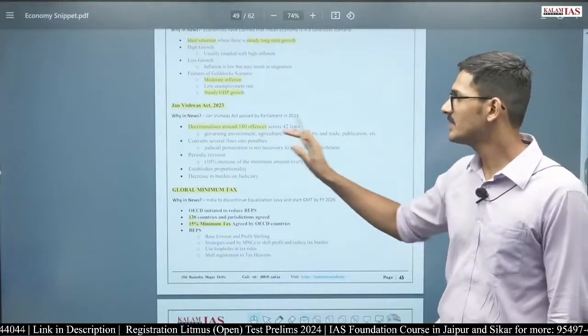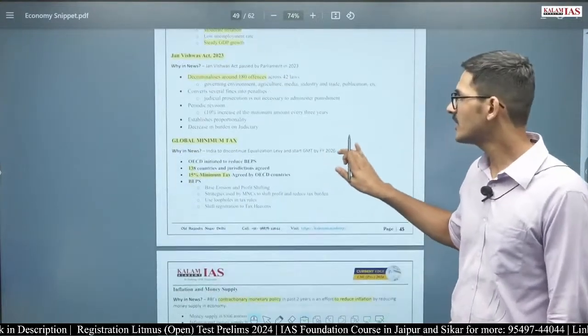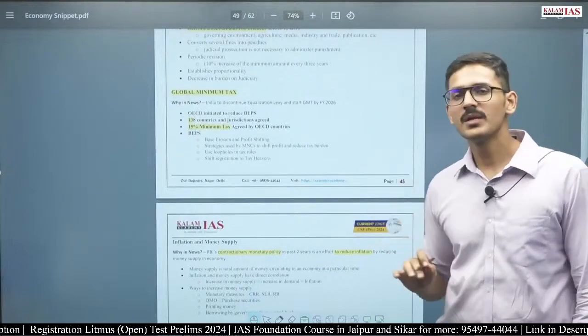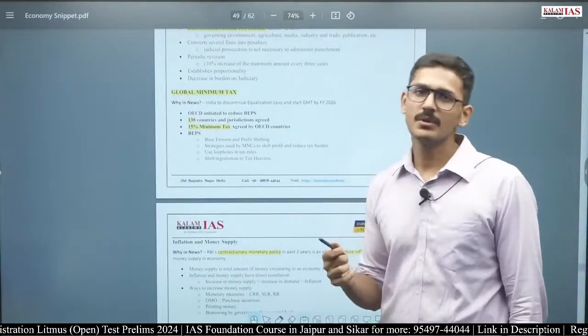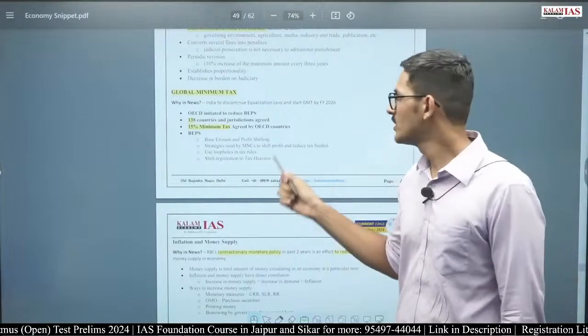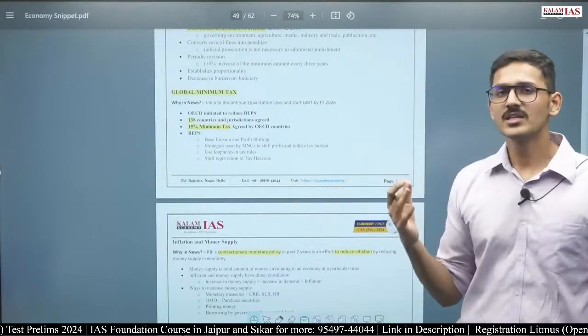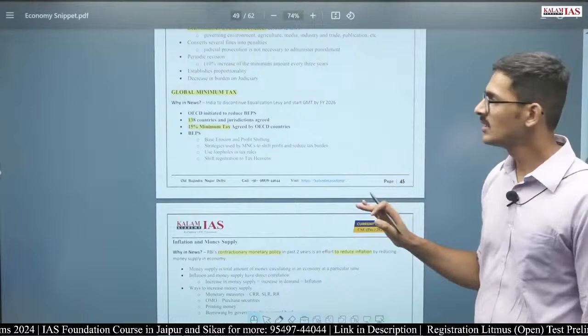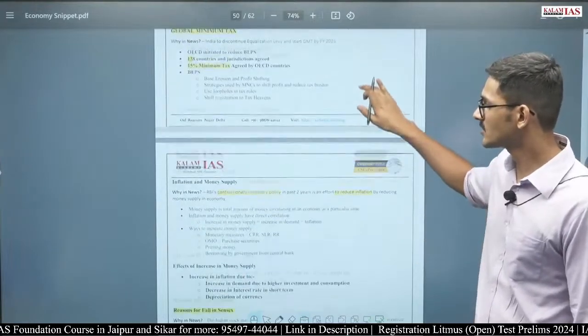Jan Vishwas Act. It basically decriminalizes around 180 offenses. Global minimum tax. A 15% global minimum tax will be applied by the Indian government also. So the equalization levy, which was initiated in 2016, has been removed after the financial year 2026.